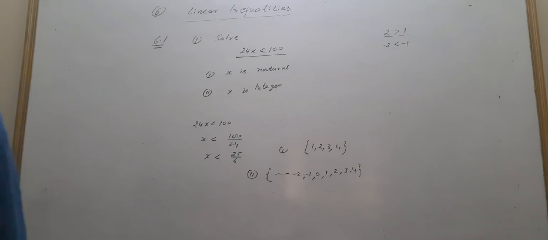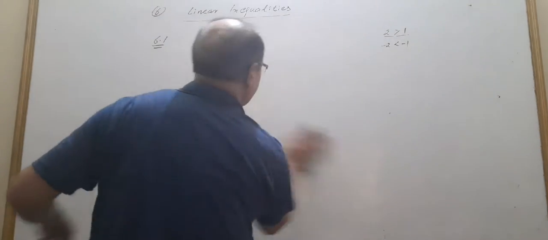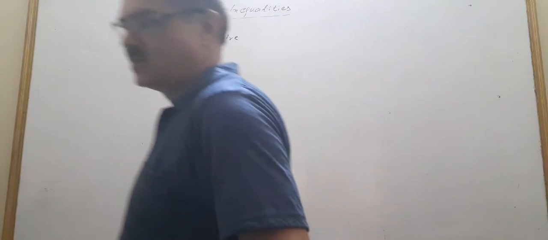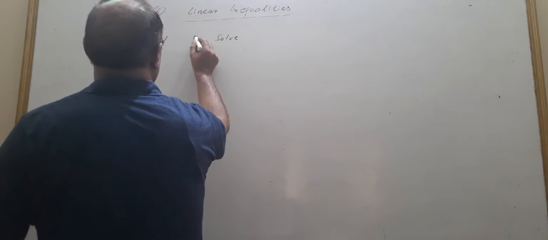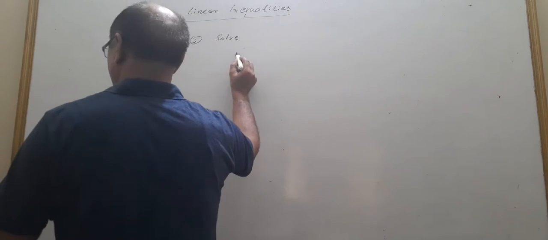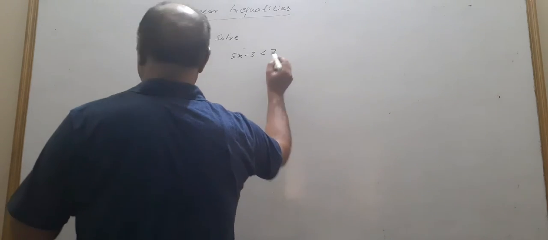Okay. So these are very simple problems. These are the basics of mathematics. And you know, I am starting with another problem. But you always remember the brackets, the curly brackets I am using here. The third, I am taking the third question of your NCERT book. That is solve 5x minus 3 is less than 7.